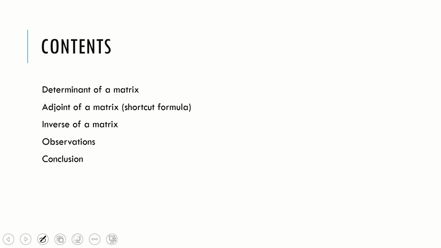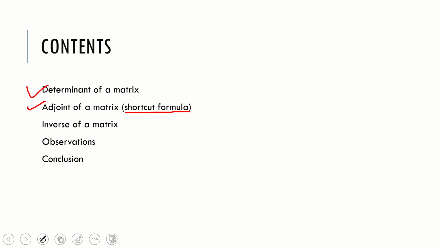So first, we have to find the determinant of a matrix. After that, we have to find the adjoint of the matrix. If you know how to find an adjoint, we need minors and cofactors, but that is a very lengthy process. So I am going to tell you one shortcut formula, and for class 11 and 12 students preparing for JEE Mains or JEE Advanced, it is also very helpful.